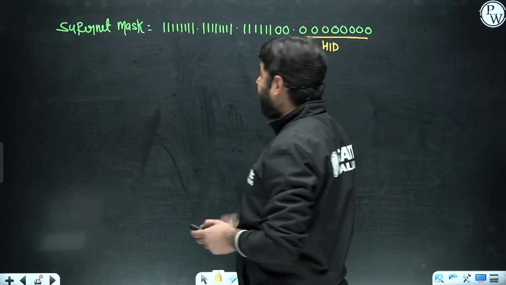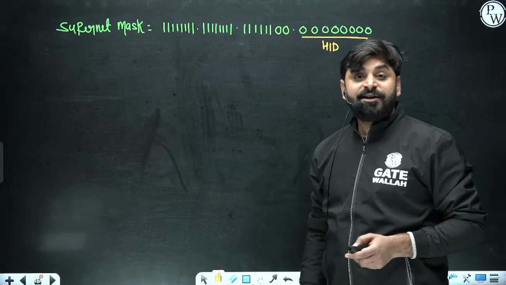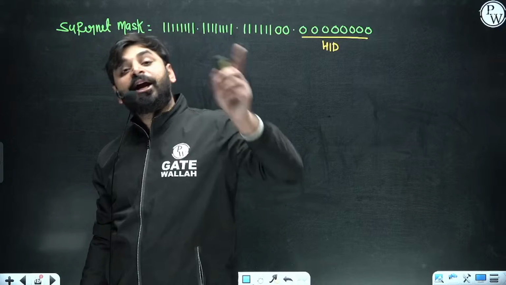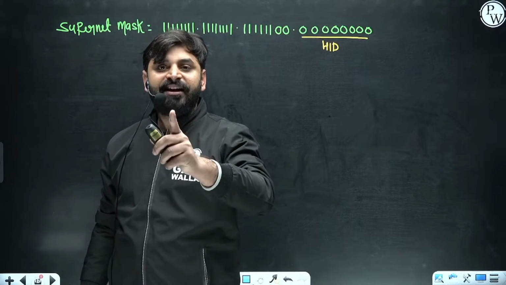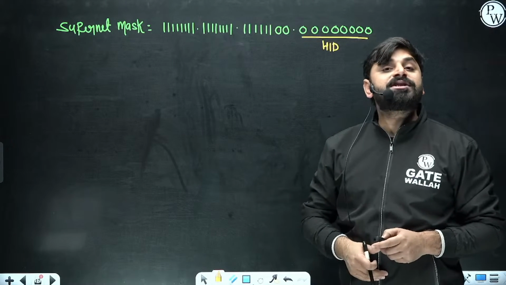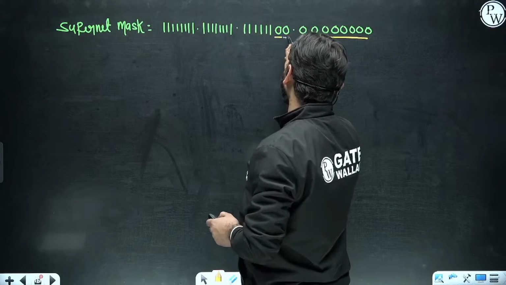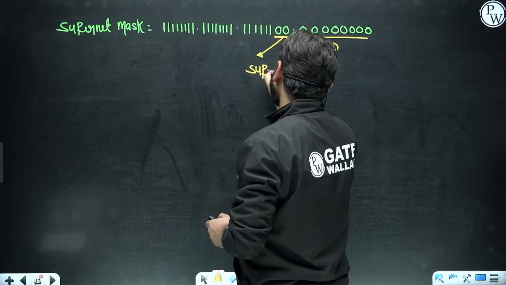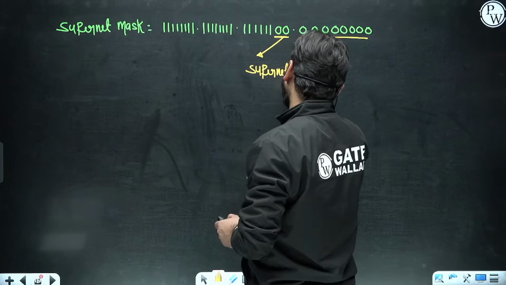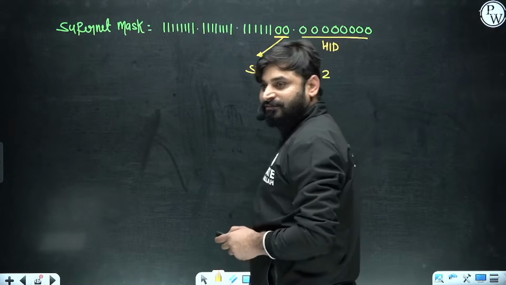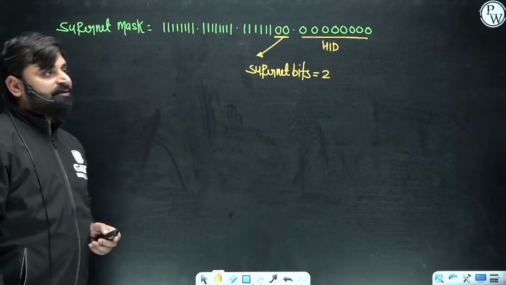My dear friends, actually class C subnet mask has how many ones? Minimum 24 ones. In supernetting we borrow, because the minimum ones in the subnet mask is 24. But here how many ones do we have? 22 ones. So it means these 2 bits we are borrowing. These 2 bits are nothing but supernet bits. Supernet bits equal to 2.